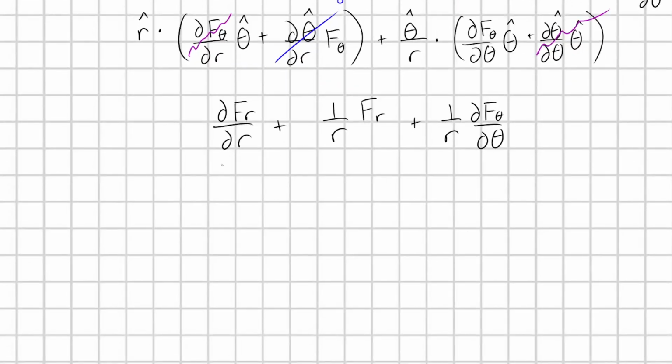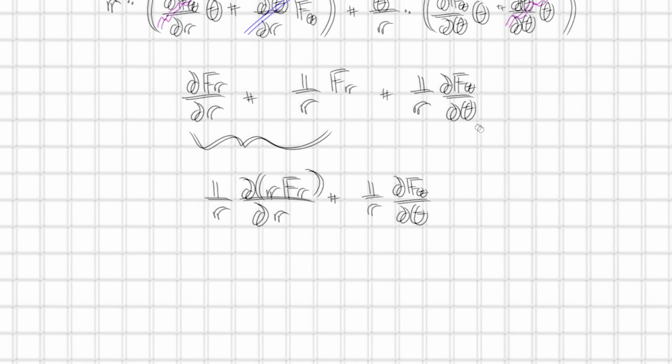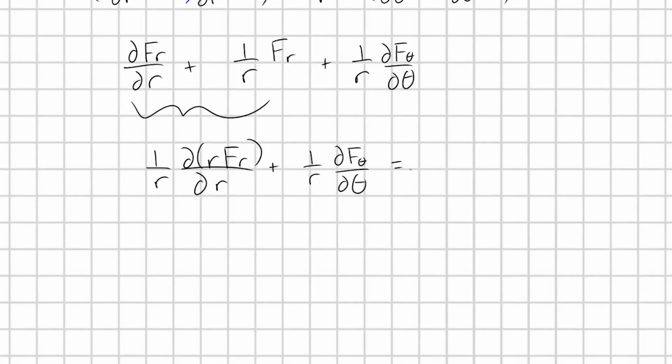Right, I can go ahead and just reorganize my terms down here. I can call this 1 over r d of the product of r f_r dr, and then plus 1 over r d f theta d theta. Okay, and there we go. We have now derived an expression for the divergence of some arbitrary vector field in polar coordinates. Okay, and there we go.